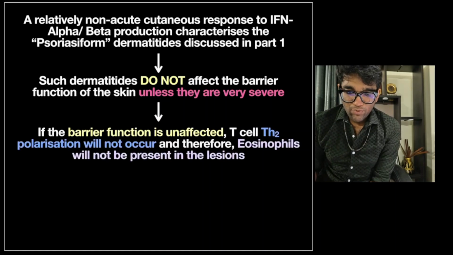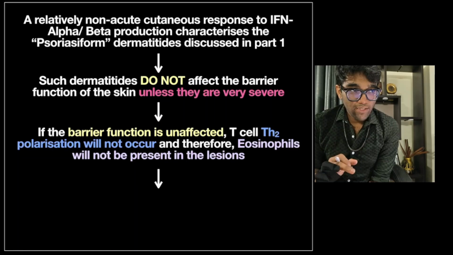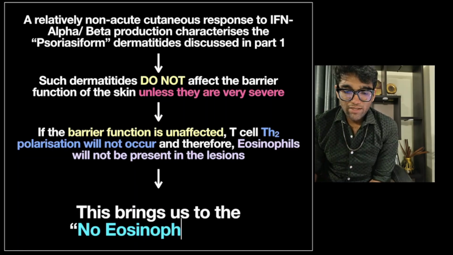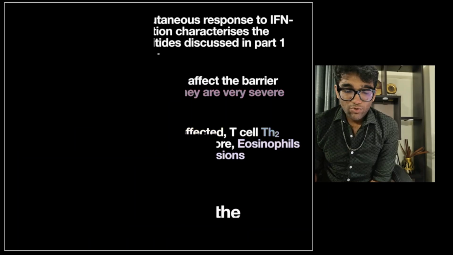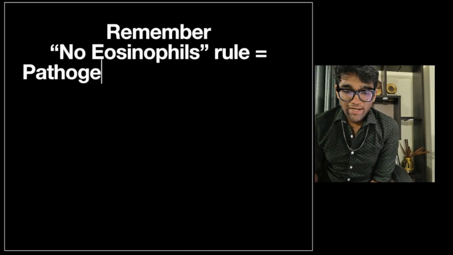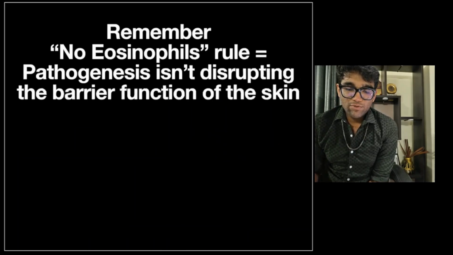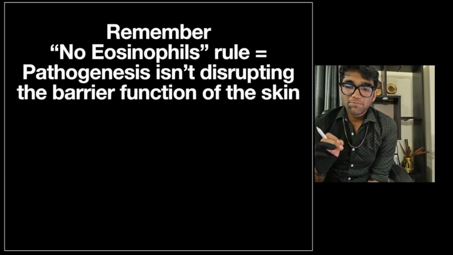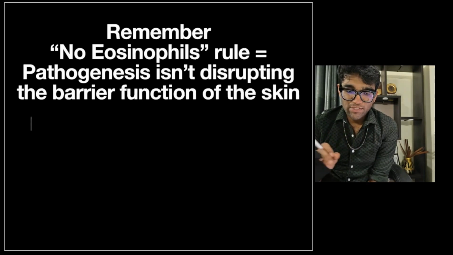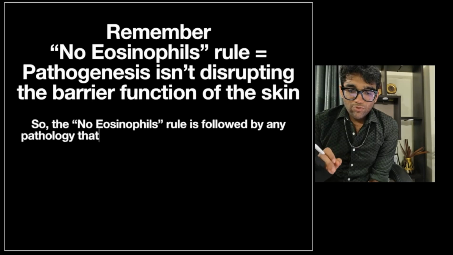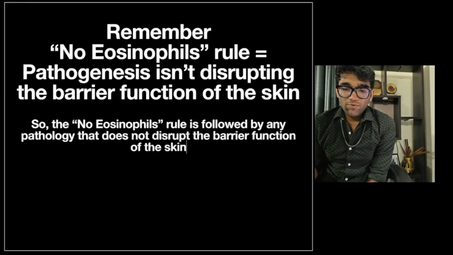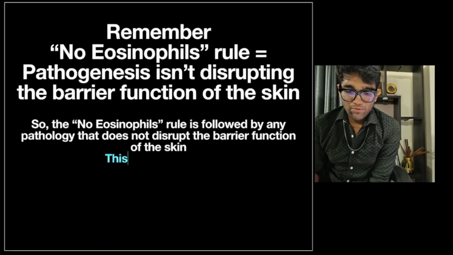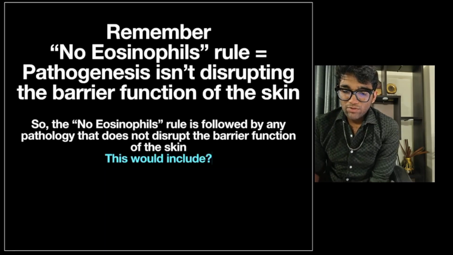Okay, so this is clear till now, and then finally this brings us to the no eosinophils rule. For a lesion to satisfy the no eosinophils rule, the pathogenesis resulting in the lesion should not disrupt the barrier function of the skin. So the no eosinophils rule is followed by any pathology that does not disrupt the barrier function of the skin.